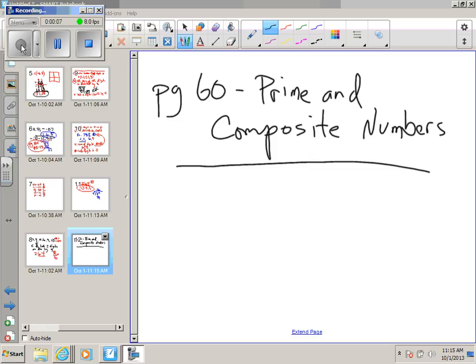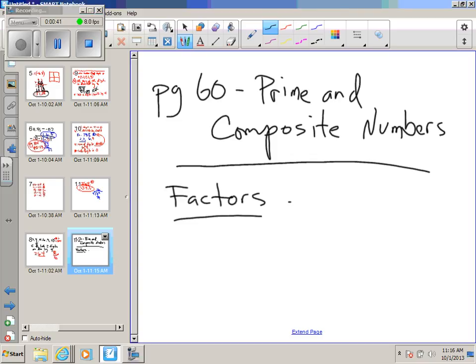Prime and composite numbers. Page 60. You will find out that in most cases, not necessarily all cases, but in most cases, you have whole numbers that are either going to be known as prime numbers or composite numbers. And it all has to do with the number of factors they have.